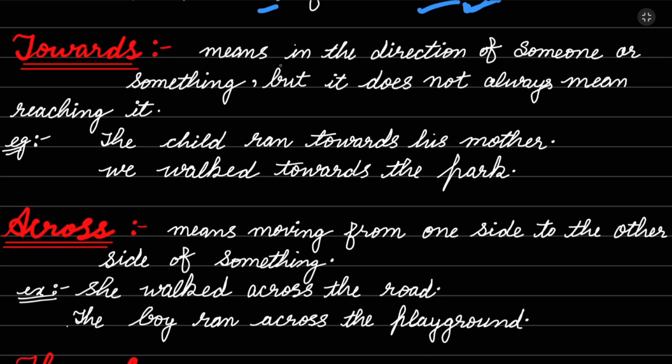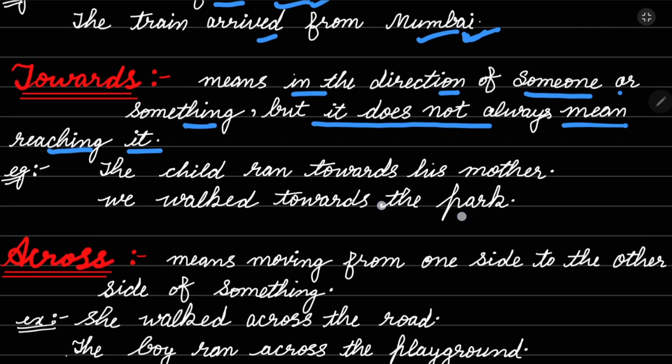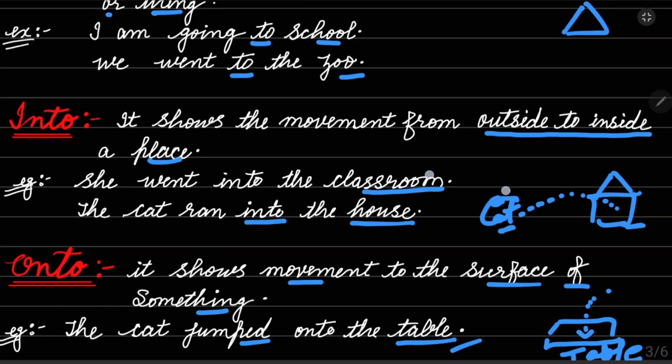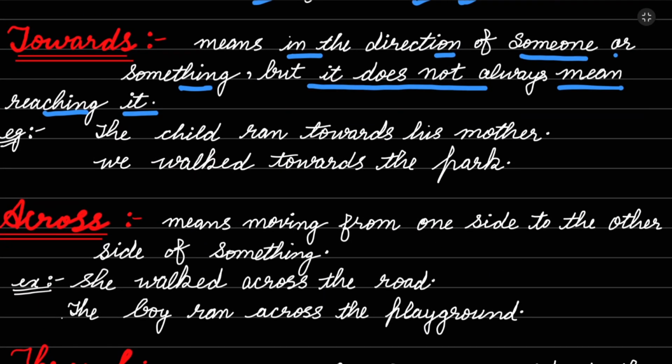Next, towards. Towards means in the direction of someone or something, but it does not always mean reaching it. To and towards. To means movement towards a person or place. If we are going to school, then we will say we are going to school. But towards is used when we are moving in the direction of someone or something, but we are not reaching it. For example, the child ran towards his mother. He walked towards the park.